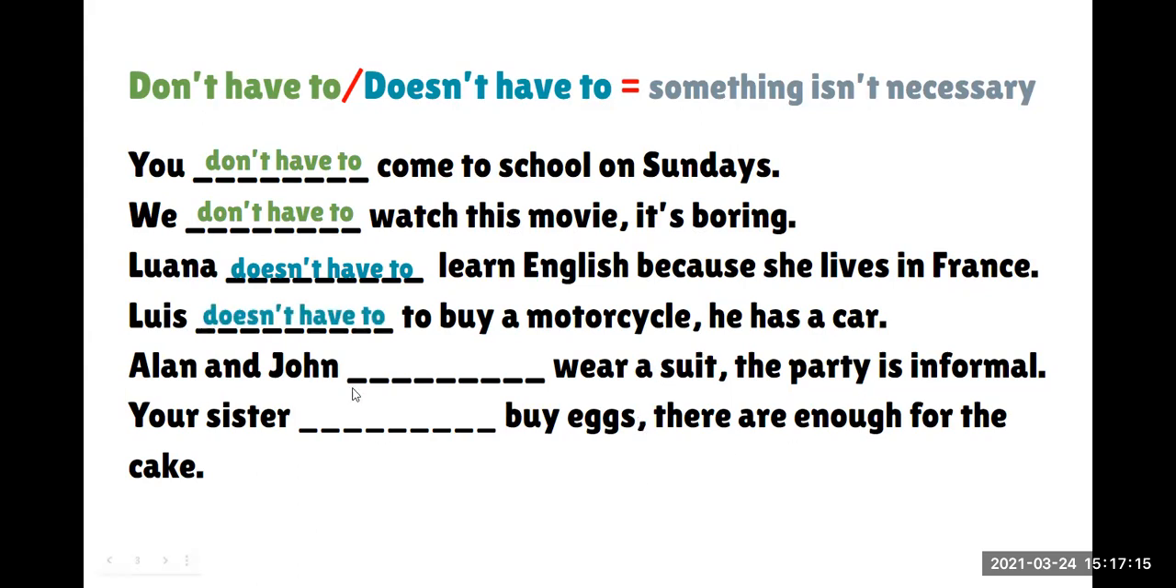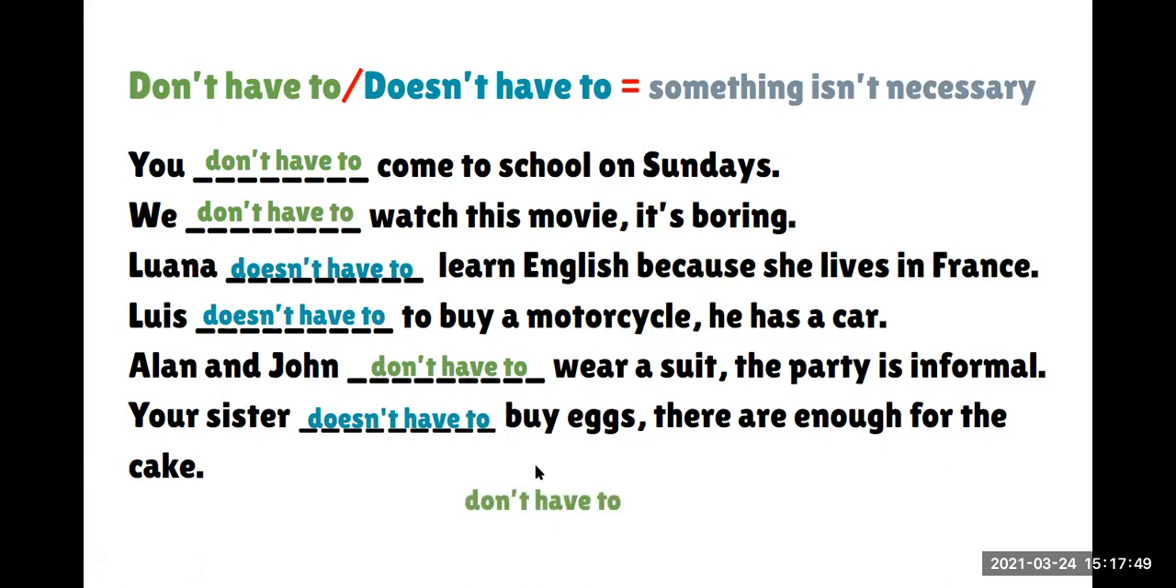He has a car. Alan and John don't have to wear a suit. The party is informal. Your sister doesn't have to buy eggs. There are enough for the cake. So sister, remember, is she, right? That's why we use doesn't have to.